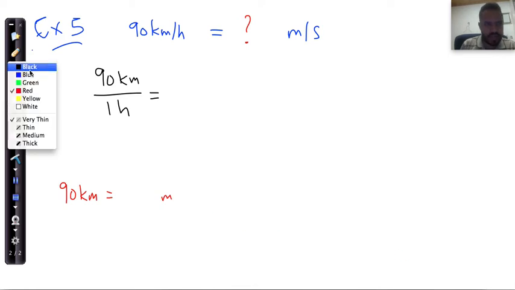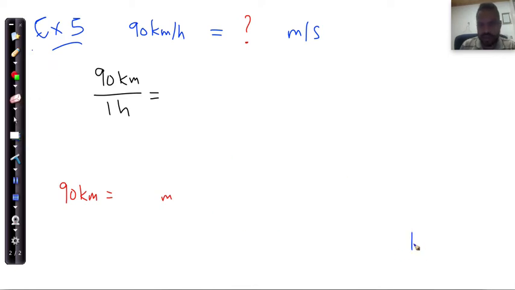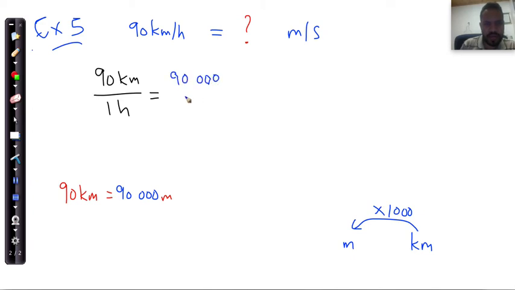And again, we go to our table. Remember, we had kilometers here as a larger unit, meters was a smaller unit. So from kilometers to meters, I had to multiply by 1,000 because there were 1,000 meters in each kilometer. And so that's going to be 90,000 meters. So I take this result and I'm going to put that on top because that's what I'm referring to here. The 90,000 is on top. Okay, and I divide that by hours.